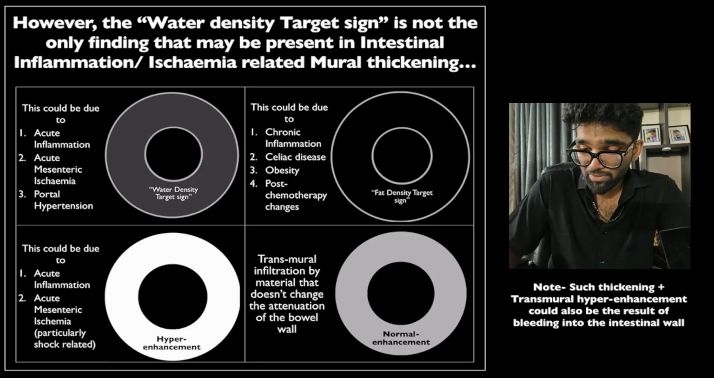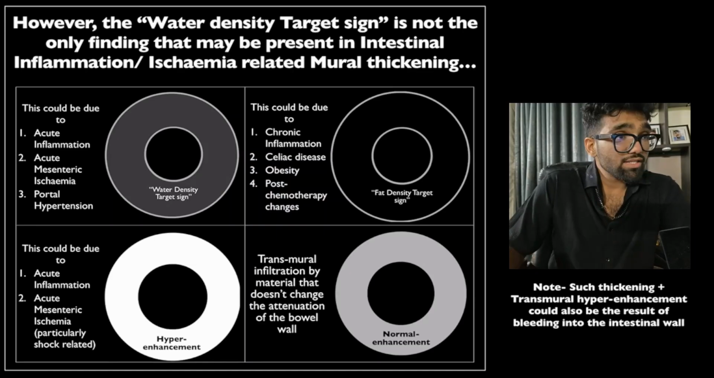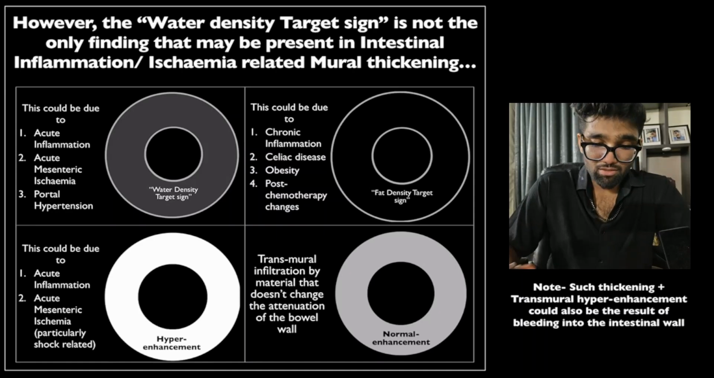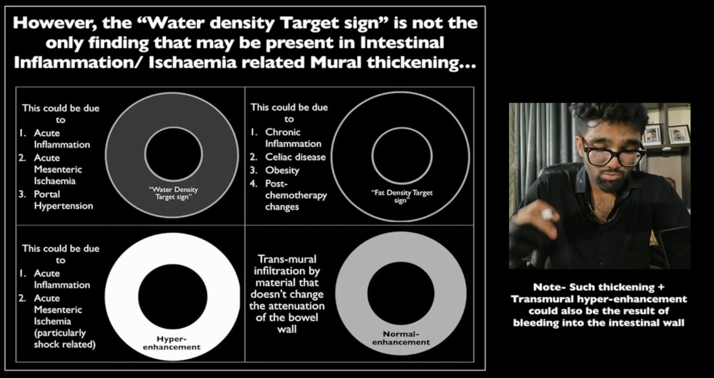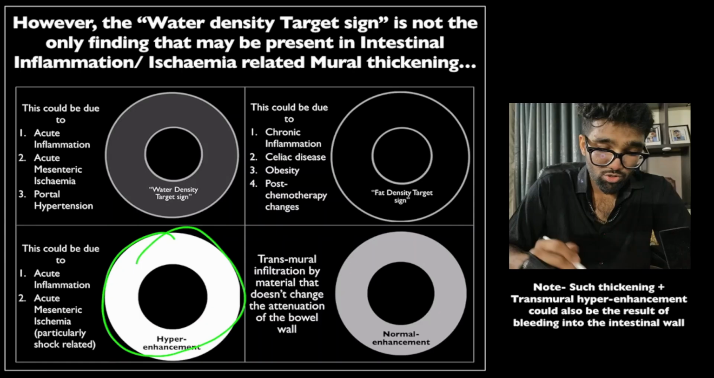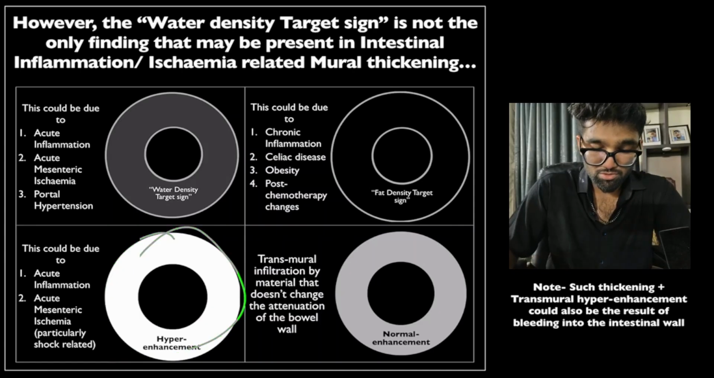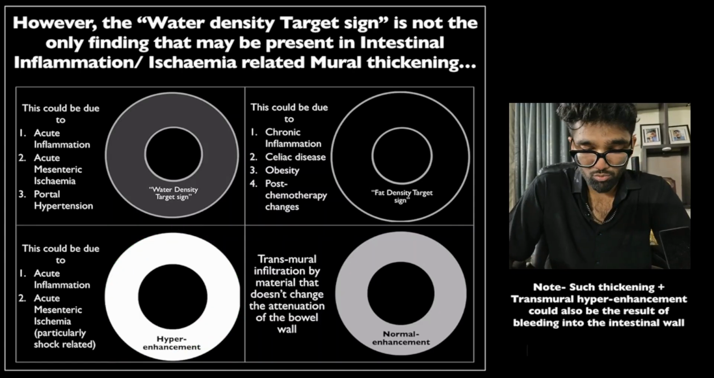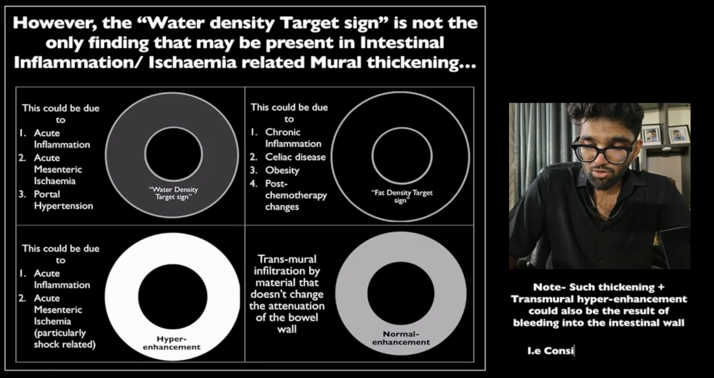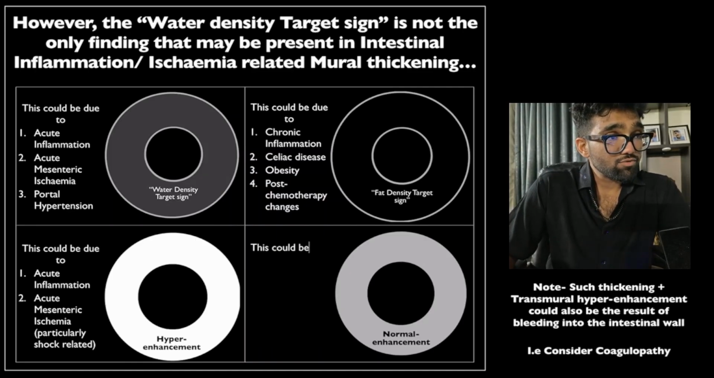small intestine. Now, another important thing is blood has higher attenuation than normal water. So hyperenhancement could also be due to bleeding into the wall of the intestine. But again, bleeding would not be diffuse, so it would not involve all of the intestinal wall. It would involve a portion of the intestinal wall. So that would be a hematoma within a portion of the intestinal wall.